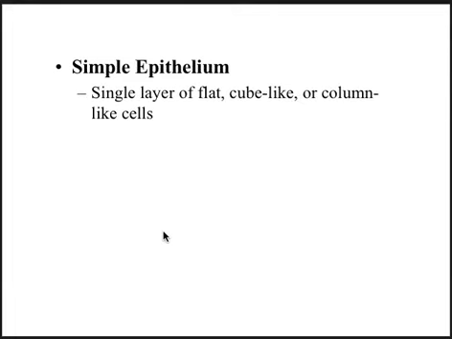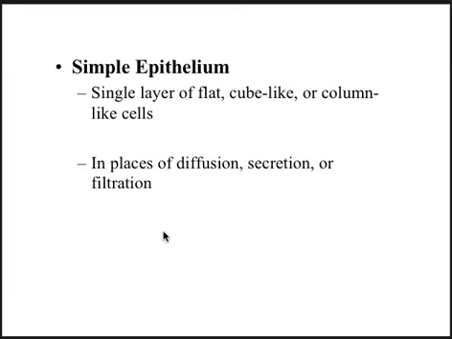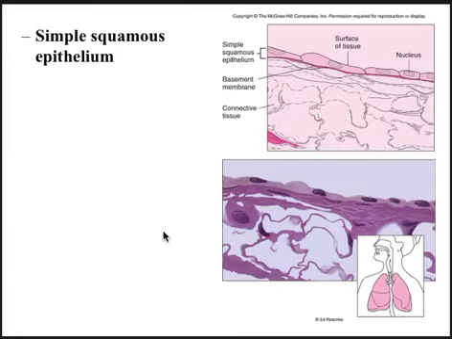Simple epithelium is a single layer of flat, cube-like or column-like cells, and we find this in places in the body that are involved in diffusion, secretion, or filtration. You can see a picture of one type of epithelial tissue here. This is simple squamous epithelium. It's a single layer of thin flat cells that are held by the basement membrane to the underlying connective tissue.